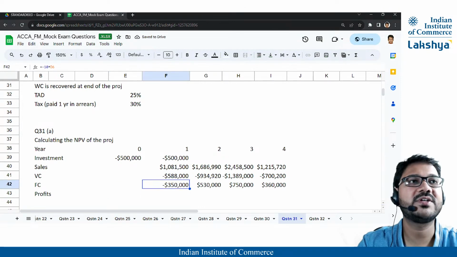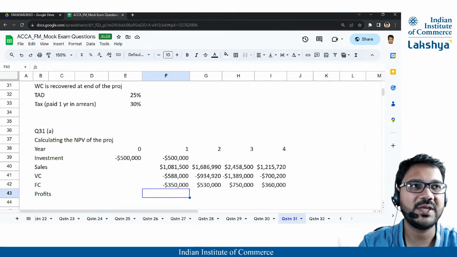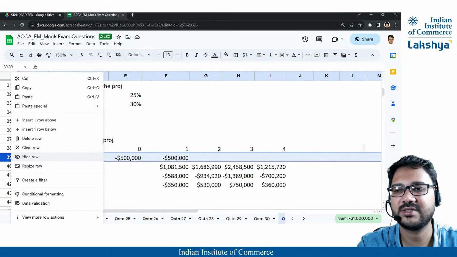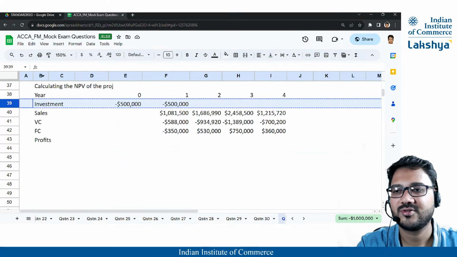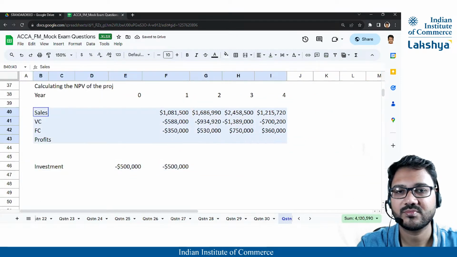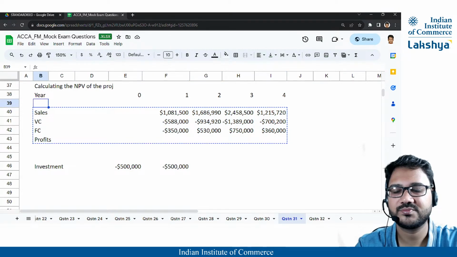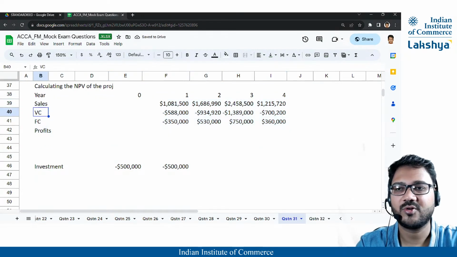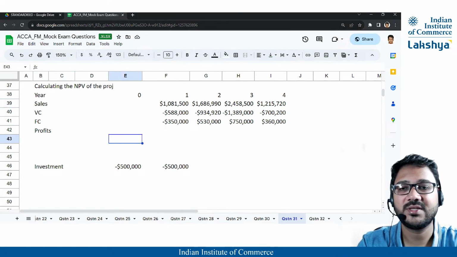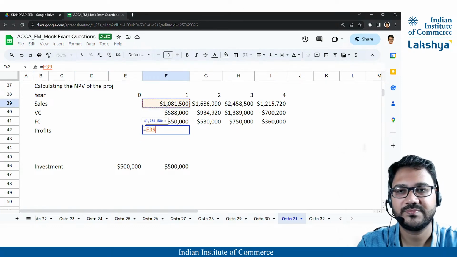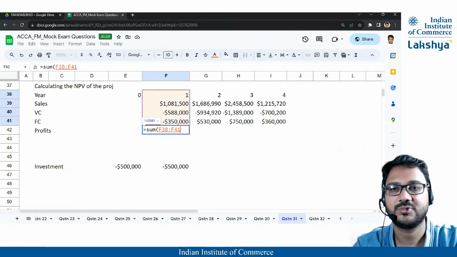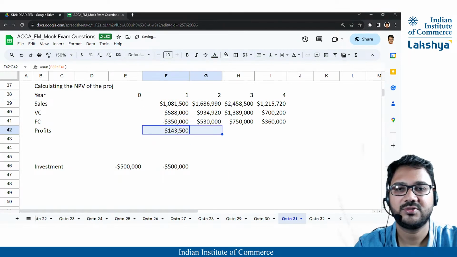So investment is $500,000. We are not going to pay tax on it. So actually, it's always a good idea to do investments at the end. Okay, so we'll insert it somewhere here. Yeah, as a rule of thumb, always do investments at the end, right? Because no tax will be on those investments. So now we can just find the sum of these. These are our profits.